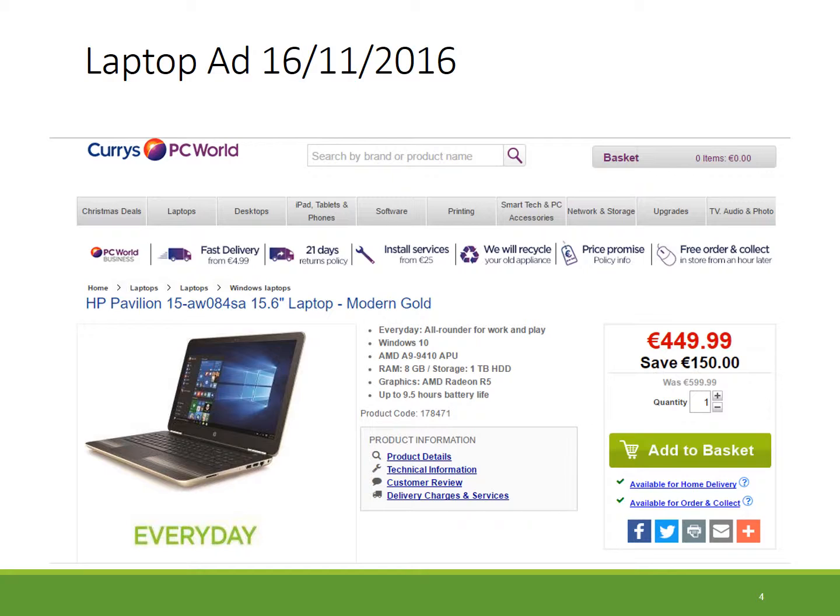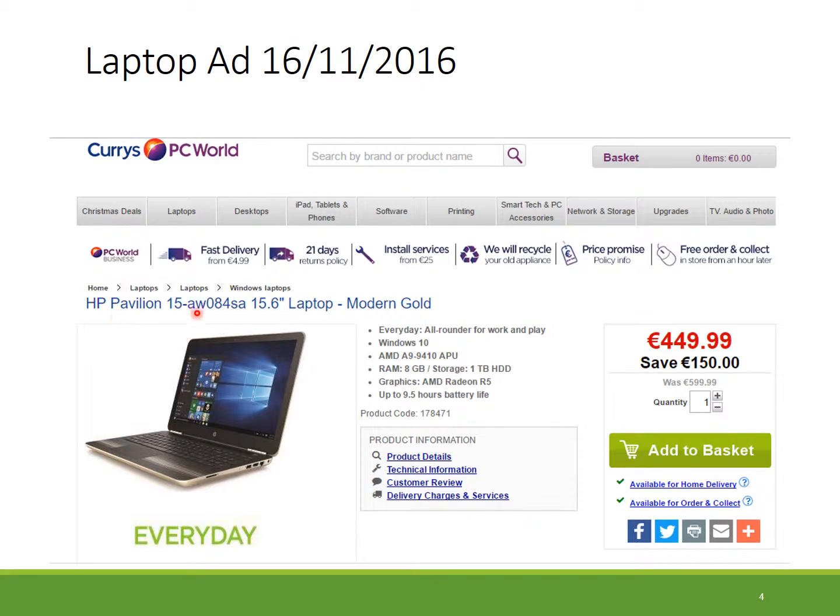Okay, here is an ad that was displayed on the 16th of November 2016. It's from Curry's PC World. And we're going to take a look at the details of things that make up this ad. So this ad here was €449, which is a reasonable price. And it happens to be an HP ad. We just randomly picked an ad here and thought we'd take a look in detail at this.